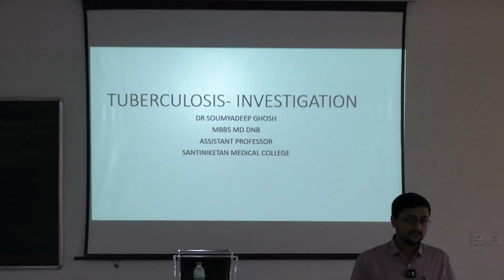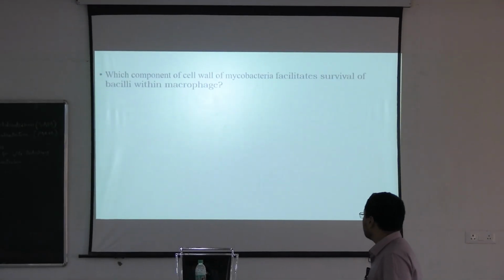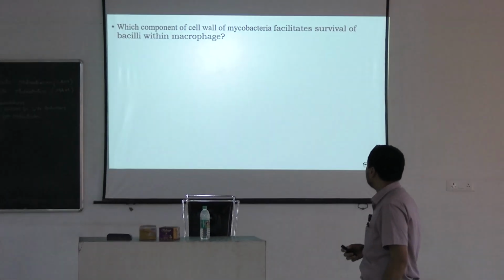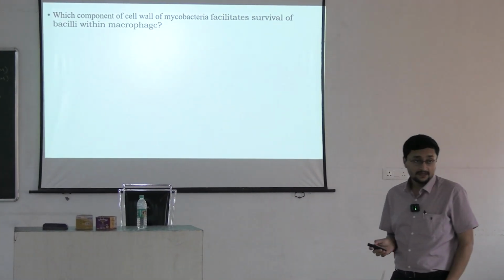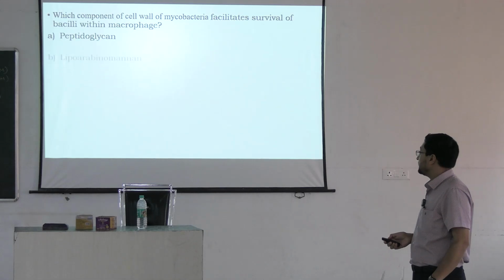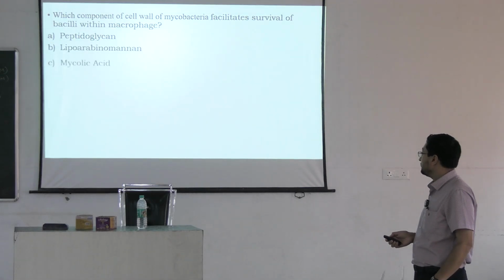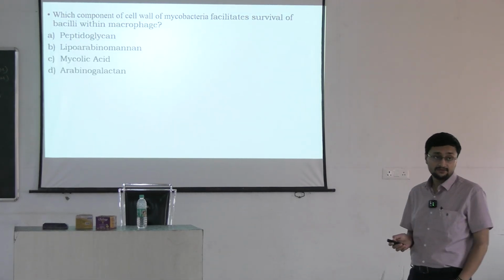Here are some MCQs. You have to solve this. So first one is, which component of cell wall of mycobacteria facilitates survival of bacilli within macrophage? There are 4 options. One is peptidoglycan, lipoarabinomannan, mycolic acid or arabinogalactan. Which one?